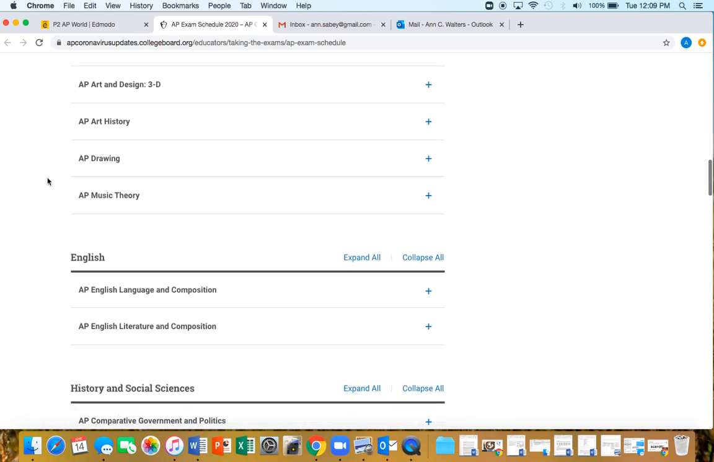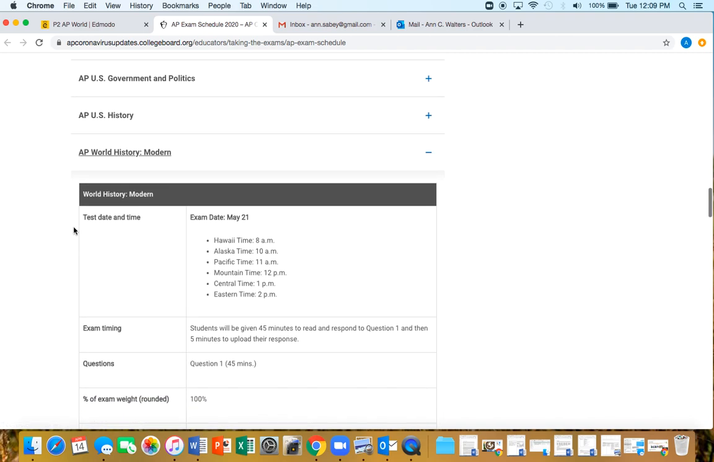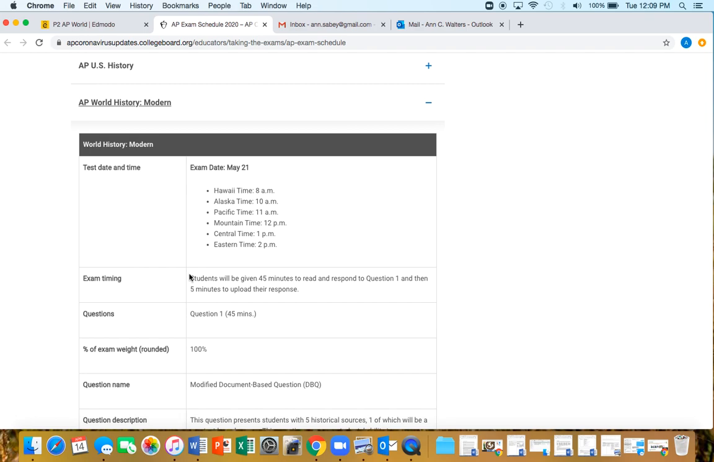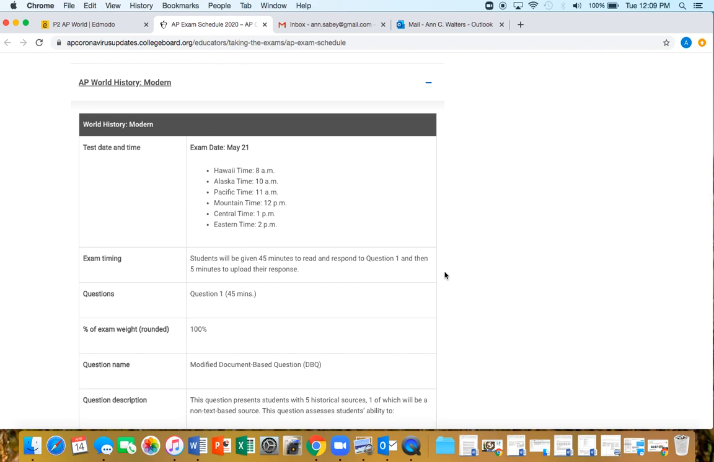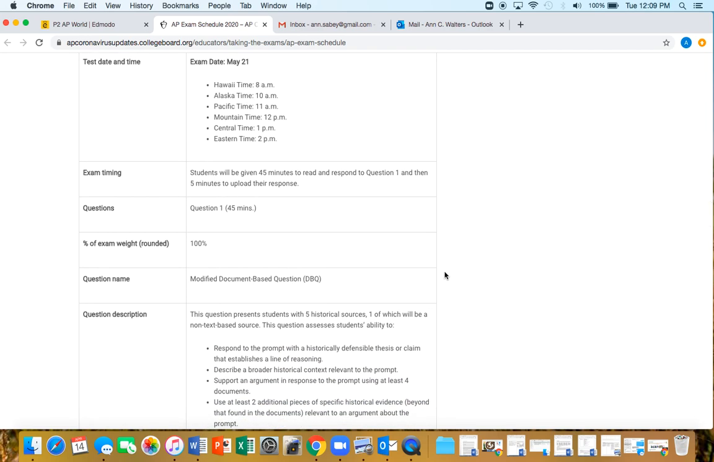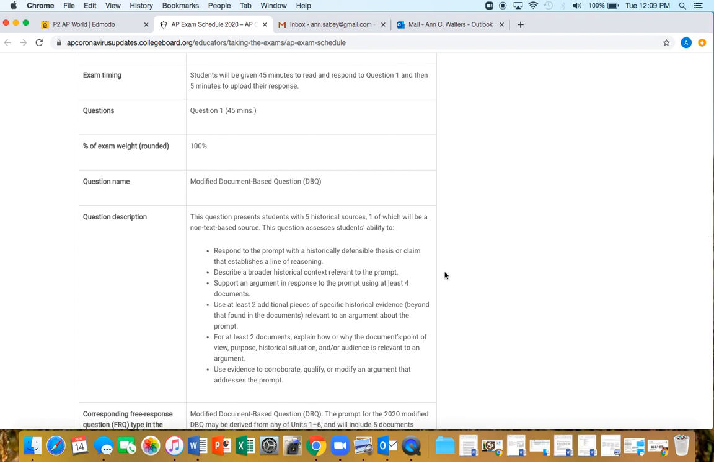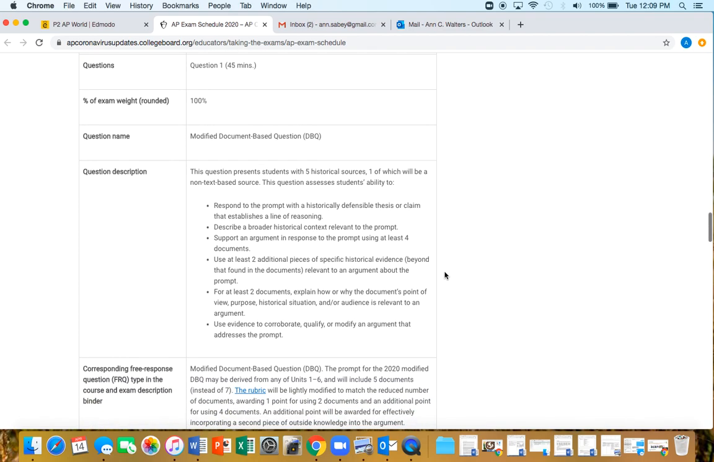Then if you scroll down to History, AP World History Modern, you click there, you can see all the information. Students will be given 45 minutes to read and respond to the question, which is the DBQ, and then you have 5 minutes to upload your response. You can upload it either from the forum that they give you online if you type it on the computer, or you can handwrite it, take a picture of it, and submit it. So you have 45 minutes to write a DBQ and then 5 minutes to upload it.